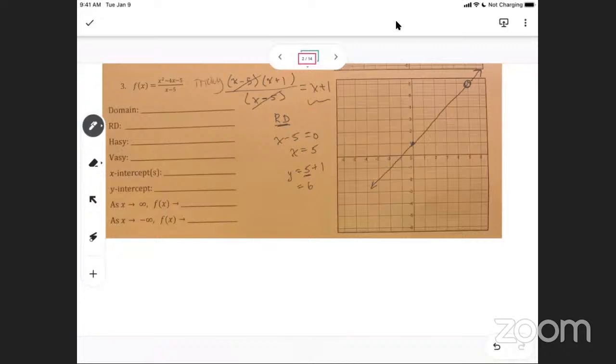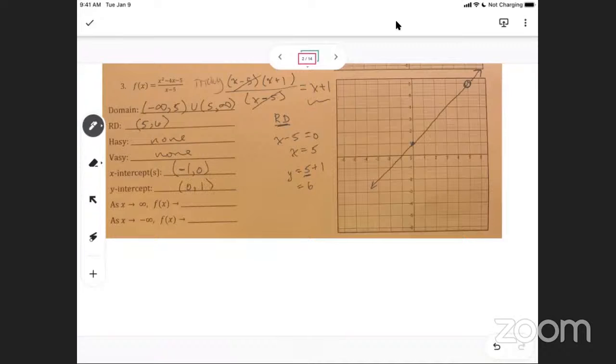The domain is going to be from -infinity to 5 union 5 to infinity. You understand that? Yeah. The removable discontinuity, we just said it, it's at 5 comma 6. There's no horizontal asymptotes. There's no vertical asymptote. The x-intercept, you can see it. It's already on the graph. It's at -1 comma 0. The y-intercept, you can see that on the graph. It's at 0 comma 1.